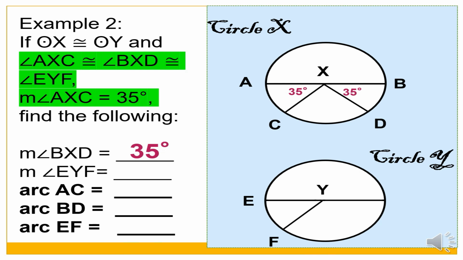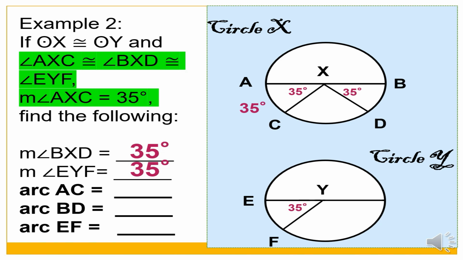Then, what also is the measure of angle EYF? The measure of angle EYF is also 35 degrees because angle AXC is congruent to angle BXD and congruent to angle EYF in circle Y. Then, what is the measure of arc AC? The measure of arc AC is 35 degrees because arc AC is the intercepted arc of angle AXC.